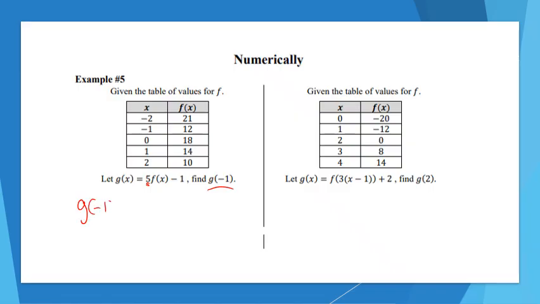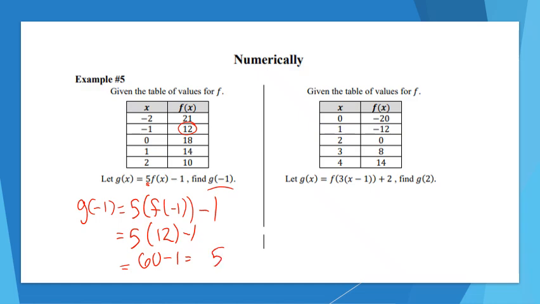So g of negative 1 is equal to 5 times f of negative 1 minus 1, which f of negative 1 is 12, right? So this is going to be 5 times 12 minus 1, which is 60 minus 1. So we should get 59 here as our answer.